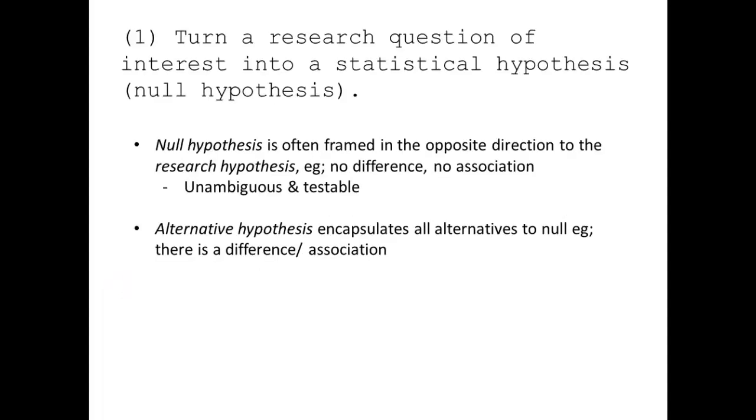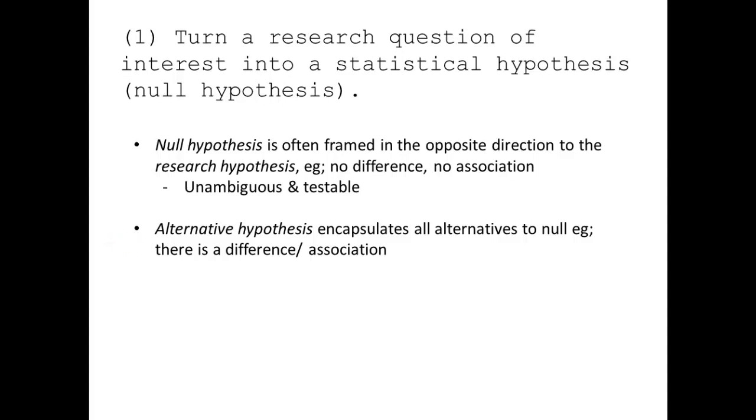So in statistics, the focus is on the null hypothesis. This tends to be framed in the opposite direction to the scientific hypothesis that typically motivated the study in the first place. So a typical null hypothesis states there's no difference or no association or nothing going on in the population. It has to be unambiguous and testable. We then have an alternative hypothesis that picks up all the alternatives to the null. Now the alternative hypothesis is often the research hypothesis.